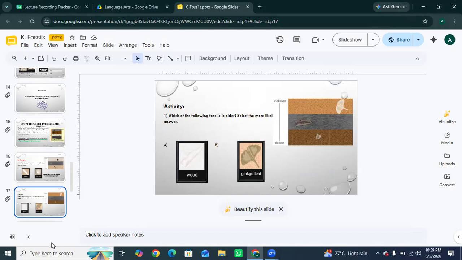So the next one is, which of the following fossils is older? Select the more likely answer. Wood or ginkgo leaf. Yes, wood. Because we are looking for the older fossil, which means we need to look down into the deeper layer, which is this. The ginkgo leaf is in the top layer. A small fragment of wood is visible down in the bottom layer, because the wood is buried deeper than the ginkgo leaf. The wood fossil is older.